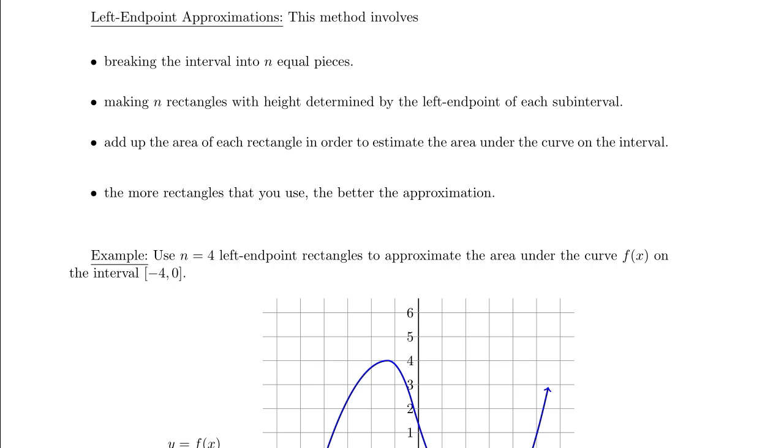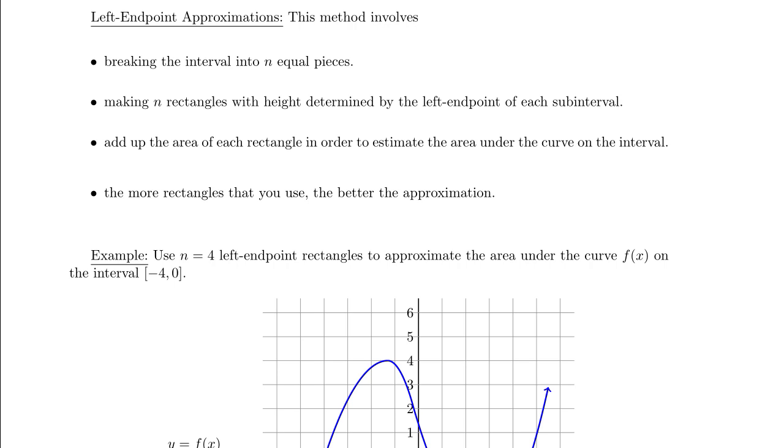Then, after you've done that, you want to make n rectangles, and so the base length of these rectangles is going to be determined by the length of your subinterval. So if you divide, let's say, an interval of length 5 into 2 pieces, then each piece would be 2.5, right? 2 equal pieces would each be length 2.5, and that's going to be the base length of your rectangle. The height of the rectangle in the left endpoint approximation method is determined by the height of the function at that left endpoint of each subinterval.